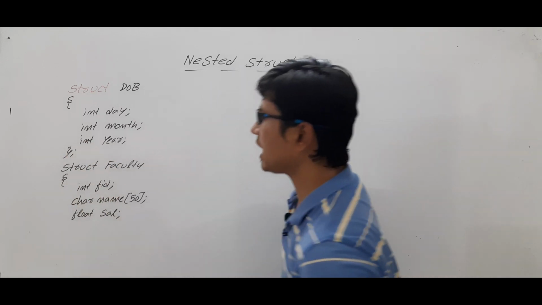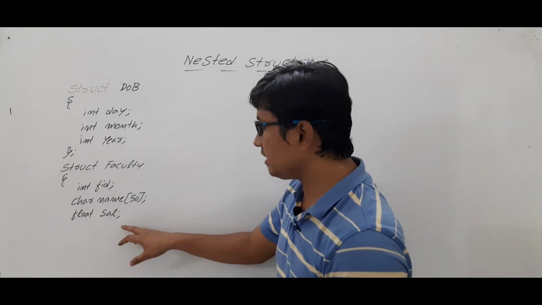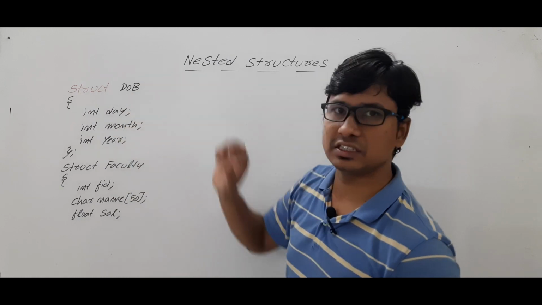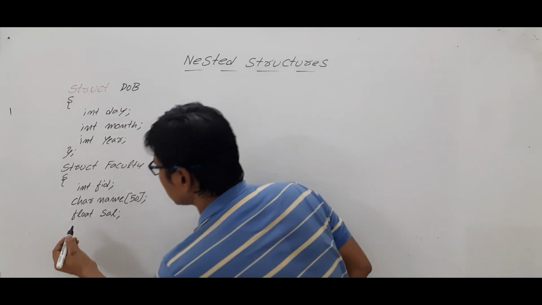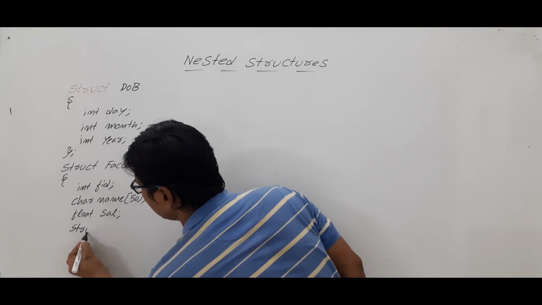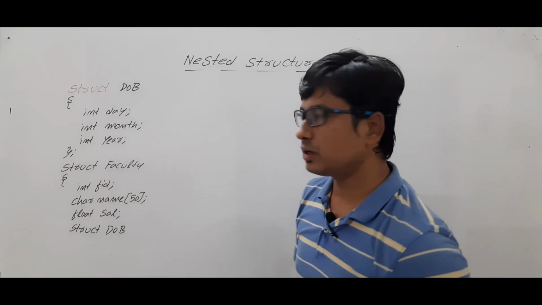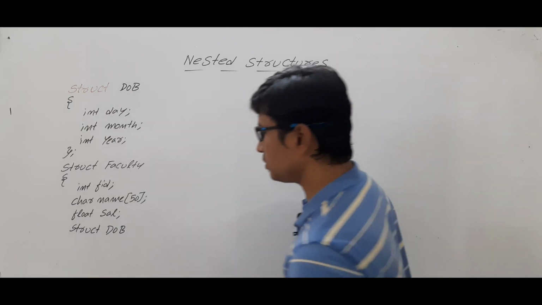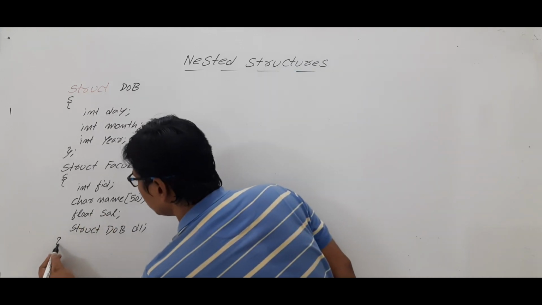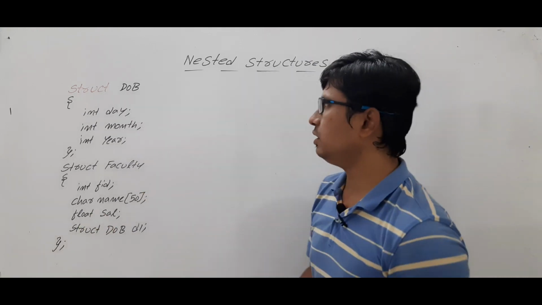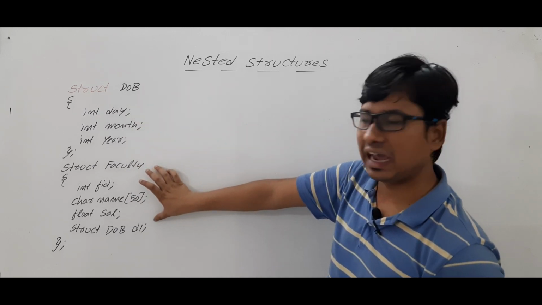So now here the actual point will come. We are declaring a variable of this structure. You know how to declare a variable of a structure? You need to use the keyword called struct, and you need to write the name of the structure. Then you declare the variable. Let's take that D1. That's all. And now you close this structure. So you have a structure called DOB and you have a structure called faculty.